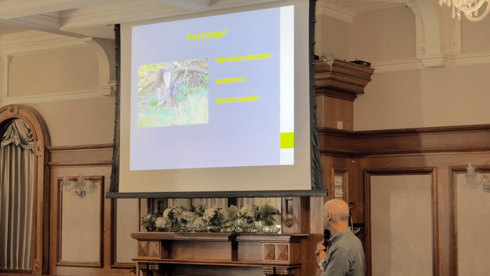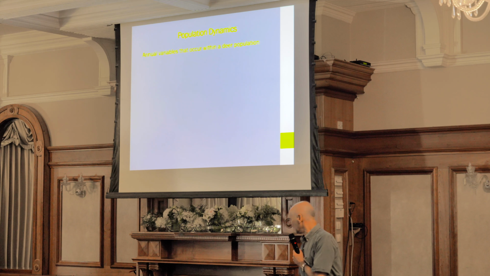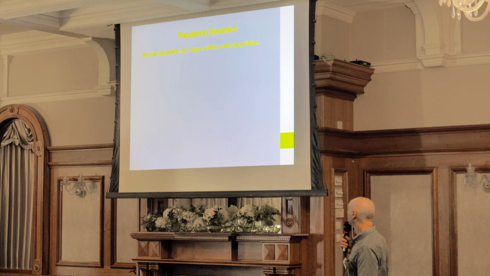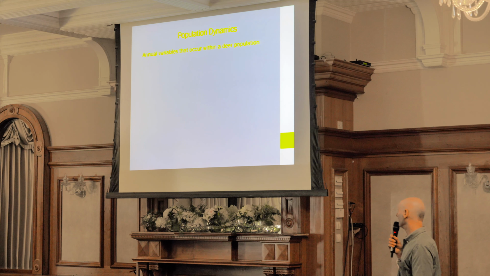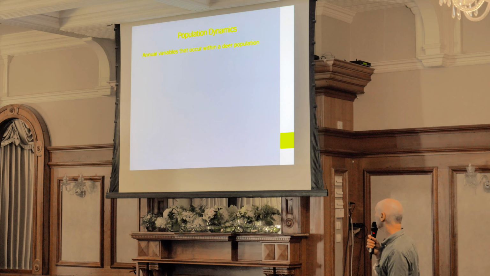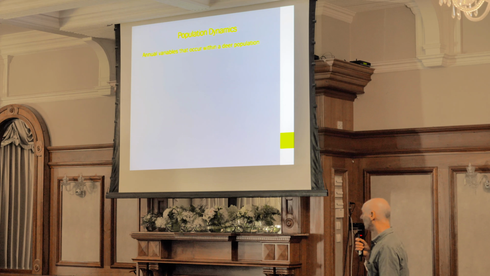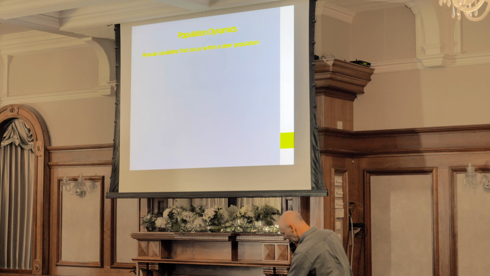And the third part of deer ecology is deer behaviour. So what is population dynamics? What do we mean when we talk about population dynamics? Basically, they're annual variables that occur within a deer population. So these are things that change throughout the year and over the year.